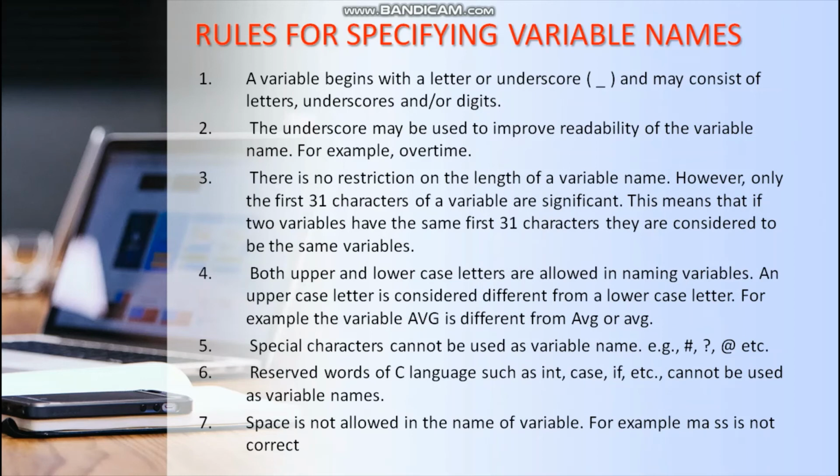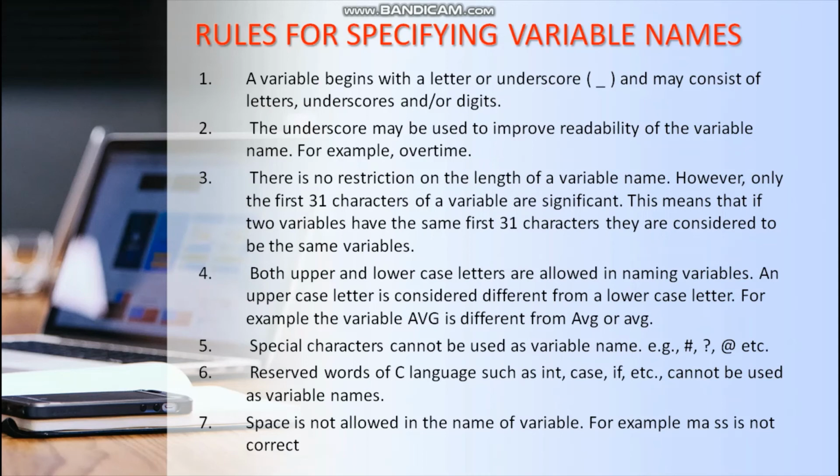The fourth rule: both uppercase and lowercase are allowed in the naming of variables. An uppercase letter is considered different from the lowercase. For example, the variable Avg with a capital letter is different from avg, because C is a case sensitive language. There is a difference between uppercase and lowercase. So you can use both upper and lowercase in a variable name.